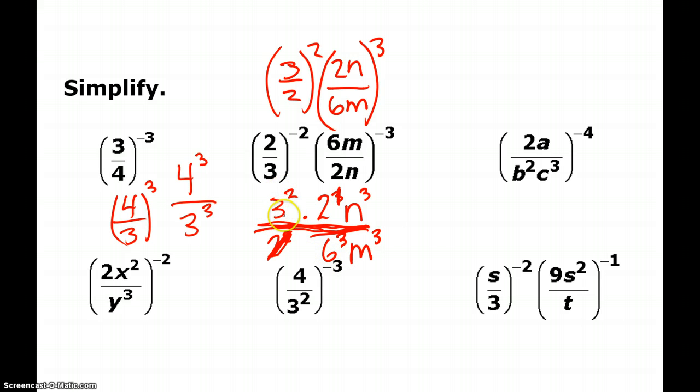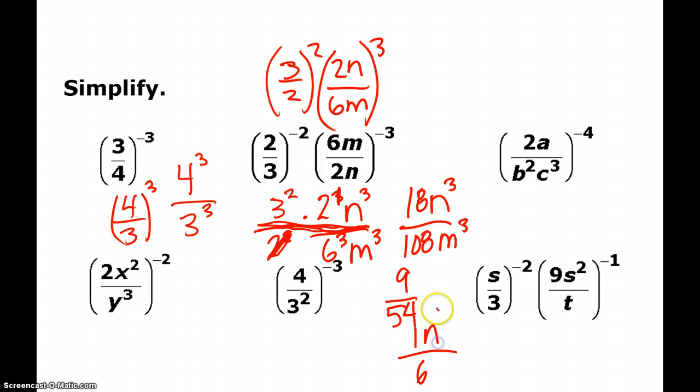When I have 9 times 2, I get 18, and 6 times 6 times 6 is 108, I believe. Now, those are both even numbers, so I know I can reduce them. So you have to be careful when there's lots of numbers in there. You might want to expand them out and make sure you can reduce if you can. So this is 9 over 54, and that is also 1/6. So this is 1/6 n cubed.